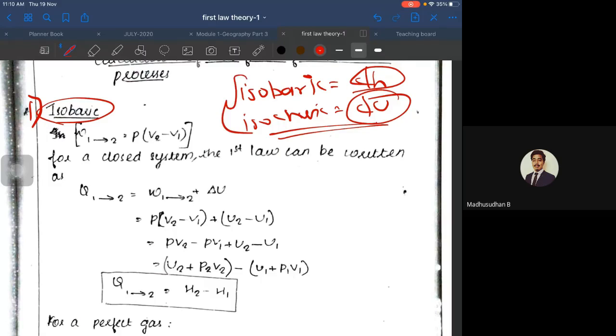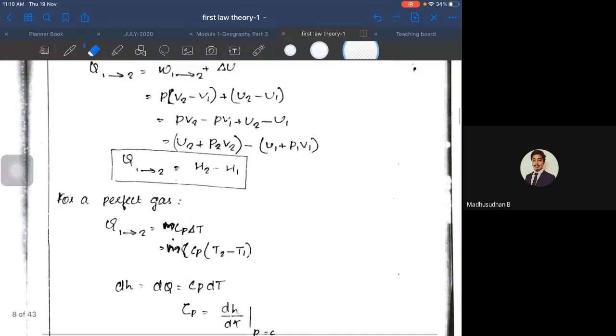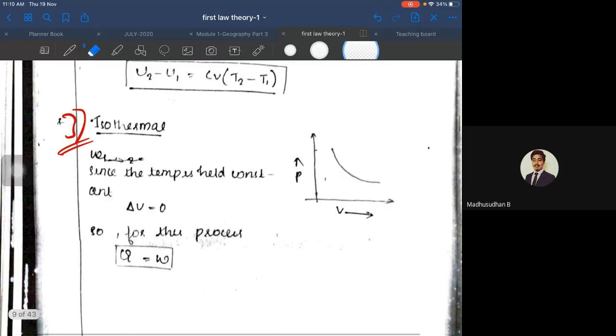Clear with these two concepts, everyone? Yes, sir. If there are any doubts, let me know. Next, let us move to the isothermal process now.